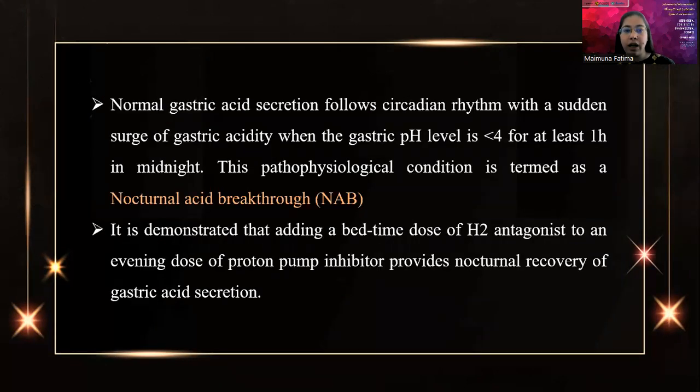In general, gastric acid secretions follow a circadian rhythm, with a sudden surge of gastric acidity when the gastric pH is less than 4 for at least 1 hour in the midnight. This pathophysiological condition is known as nocturnal acid breakthrough.